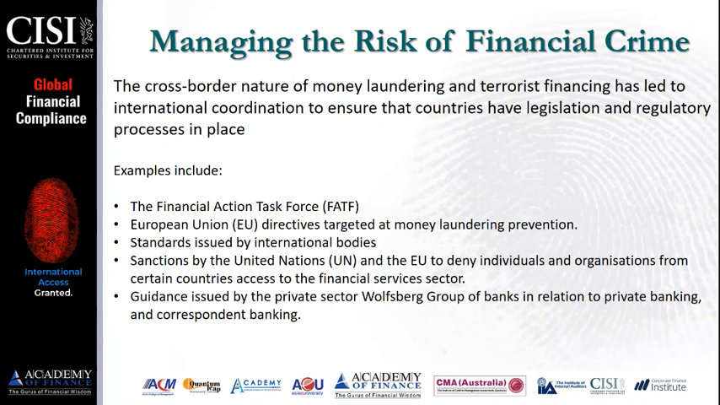To make sure that certain consistent standards are applied across countries in order to tackle money laundering and terrorist financing, there are also legislation and regulatory processes in place. Examples include the Financial Action Task Force, European Union directives on money laundering, standards issued by certain international bodies, sanctions by the United Nations and EU, and also guidance issued by private sector bodies such as the Wolfsberg group of banks in relation to private banking and correspondent banking. We are going to discuss these organizations in a little more detail later on. Before that, we are going to speak about the 3 stages of money laundering.